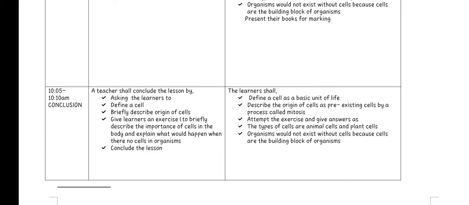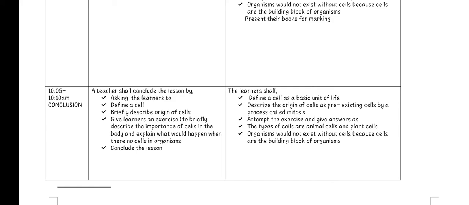From 10:05 to 10:10, the teacher shall conclude the lesson by asking learners to define a cell, briefly describe the origin of cells, and give a simple task for them to take home. Learners shall define a cell by raising up hands, and the teacher selects. Learners shall give the origin of cells and shall give the types of cells, which are animal and plant cells.